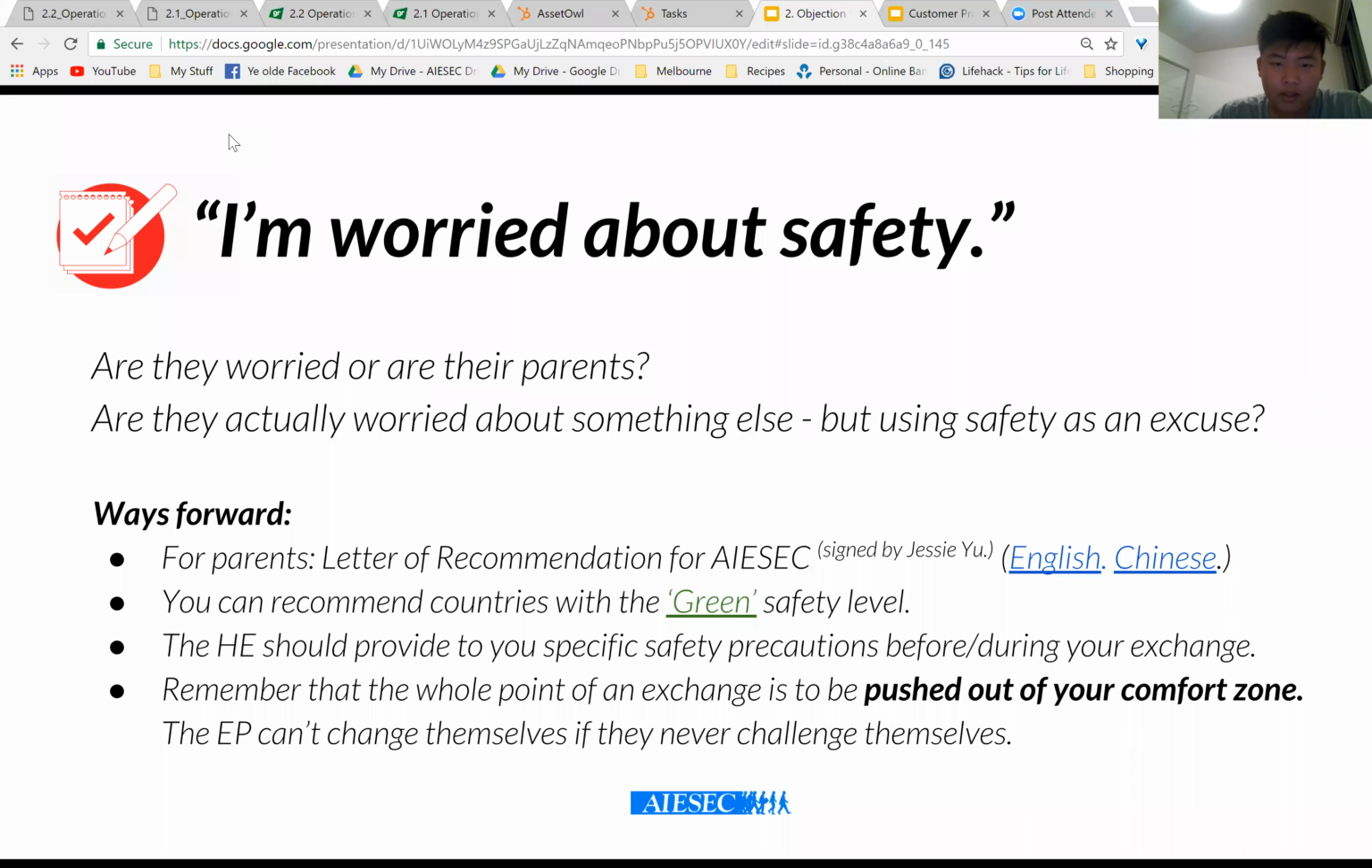So yeah, that's pretty much everything I want to talk about for safety. Has anyone had particular issues with this, or has something they use to address this concern? Apart from Sammy, who is MVP tonight.